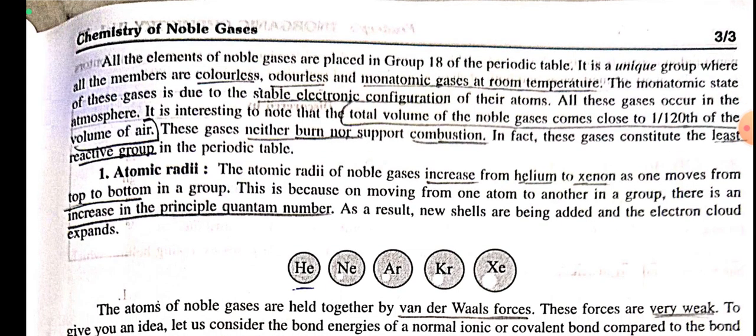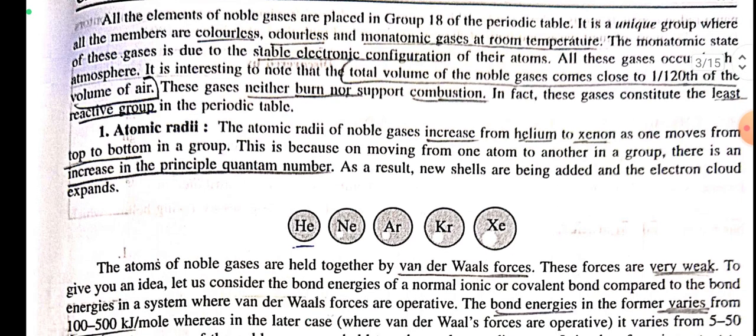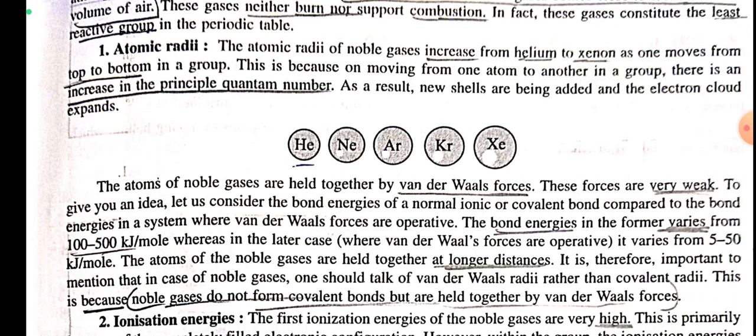It is a unique group where all the members are colorless, odorless, and monoatomic gases at room temperature. The monoatomic state of these gases is due to the stable configuration of their atoms. All these gases occur in the atmosphere. It is interesting to note that the total volume of the noble gases comes close to 1/20th of the volume of air. These gases neither burn nor support combustion.